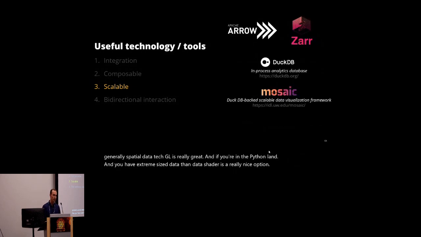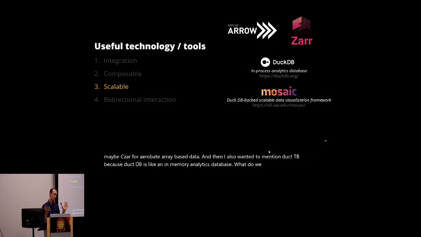Yeah, for data scalability, I think there are two standards that are really emerging. One is Apache Arrow for tabular data that everyone gravitates to. And the other one is maybe Zarr for array-based data. And then I also wanted to mention DuckDB, because DuckDB is an in-memory analytics database.